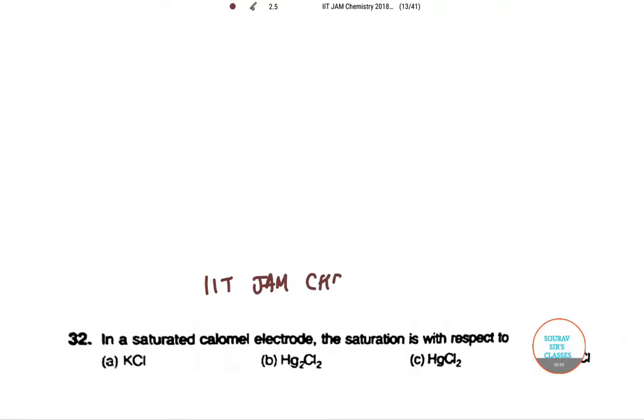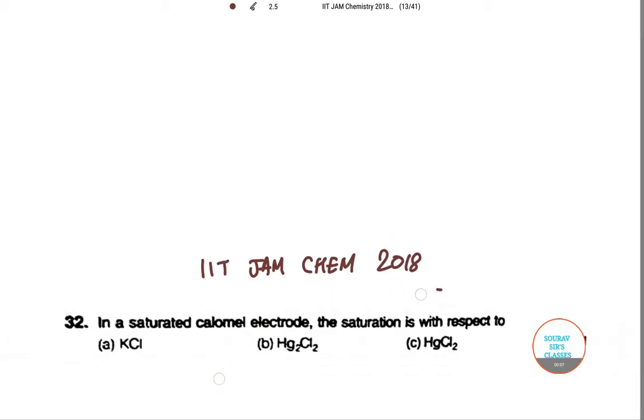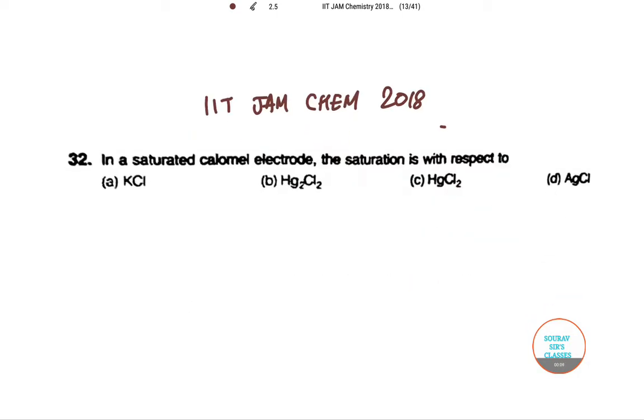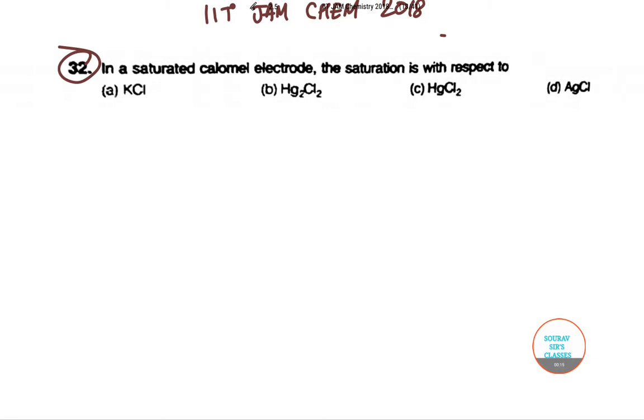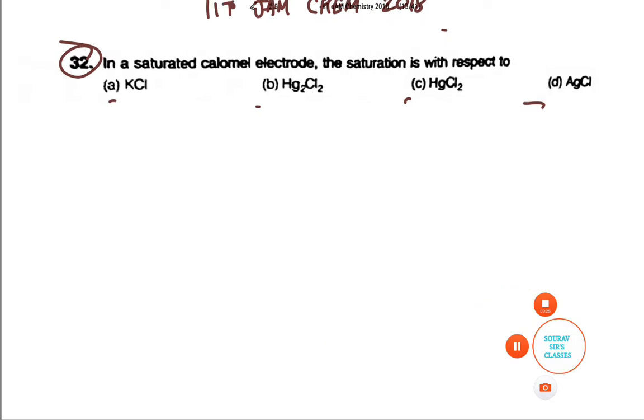Today we'll be solving some IIT JAM chemistry questions from this year, that is 2018. This is the multiple select question. So we have question number 32 in hand. In a saturated calomel electrode, the saturation is with respect to, and we have four options given to us, and among these four, any one or more can be the correct option or options.